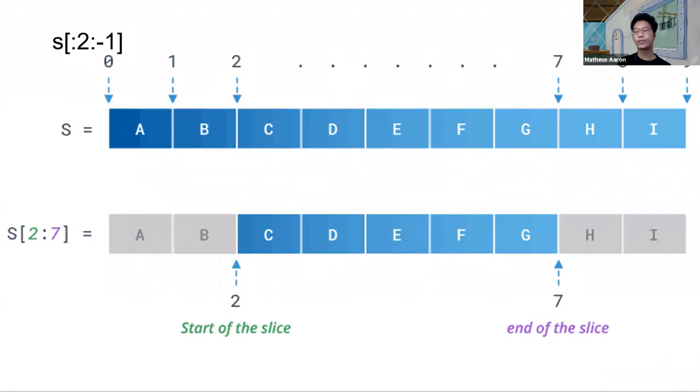So for visual representation, this is a good way to represent string slicing. Basically, if you want to take a slice, if you want to do a string slicing of 2 to 7, you'll include index 2, inclusive. And this is index 7 over here, but you exclude index 7. Basically, you take everything here.